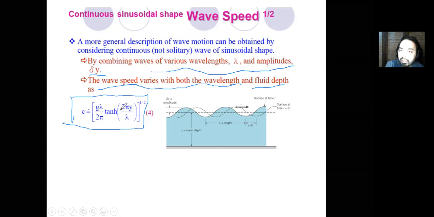So there are derivation steps for this one, but I want you to notice that the only additional variable compared to the solitary wave previously is the wavelength. The wavelength is the length from one point to the repetition point at the next wave. So this is lambda, the wavelength, from top to top, or from valley to valley. This is also lambda. So that's the only difference from our previous solitary wave.